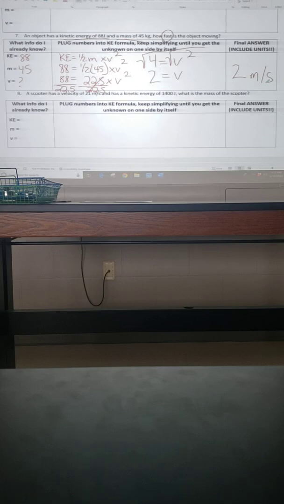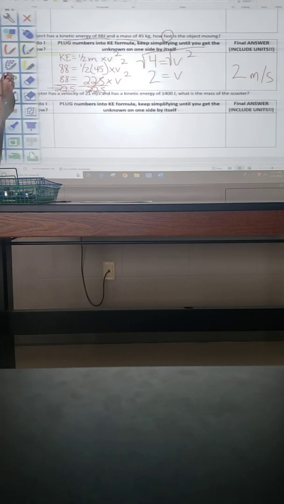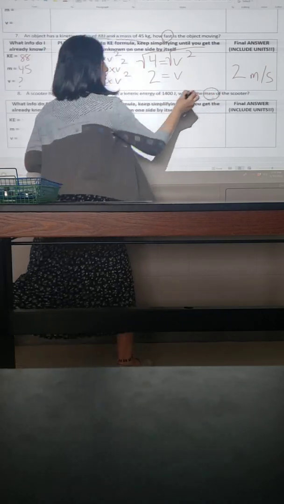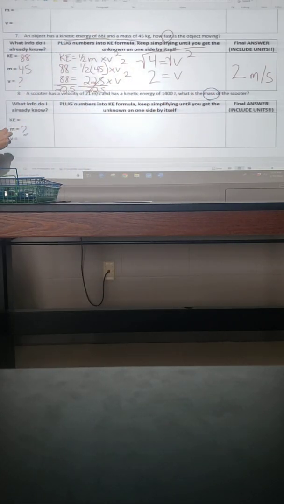It says a scooter has a velocity of 21 meters per second and a kinetic energy of 1,400 joules. What is the mass of the scooter? What am I solving for here? Let's see, Cheyenne? Okay, that's my great unknown. And give me a piece of information, Breeze, that is given. Actually, give me both. 21 meters per second and 1,400 joules. Good.